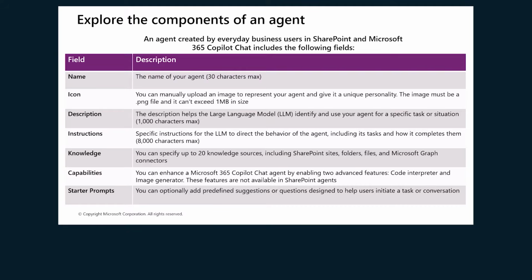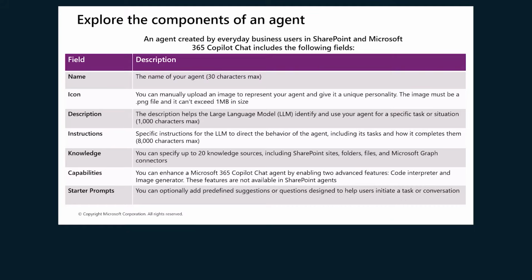Then there's the description. This is more than just a label. It's what helps the large language model understand the agent's role. You've got up to 1,000 characters to explain what the agent does and when it should be used. Keep it simple, precise, and focused on the task at hand.